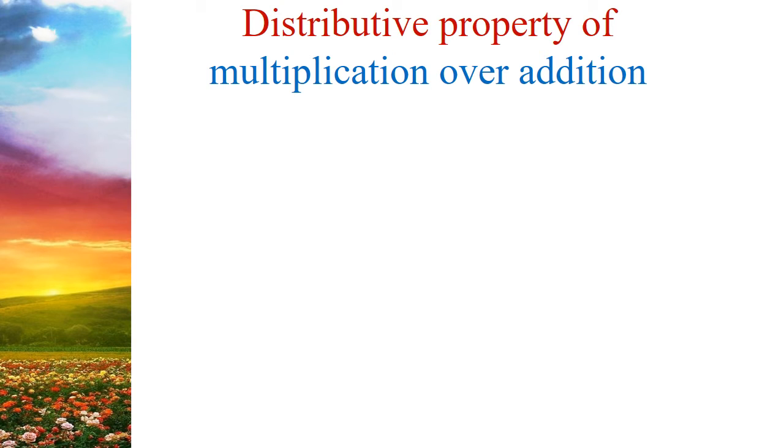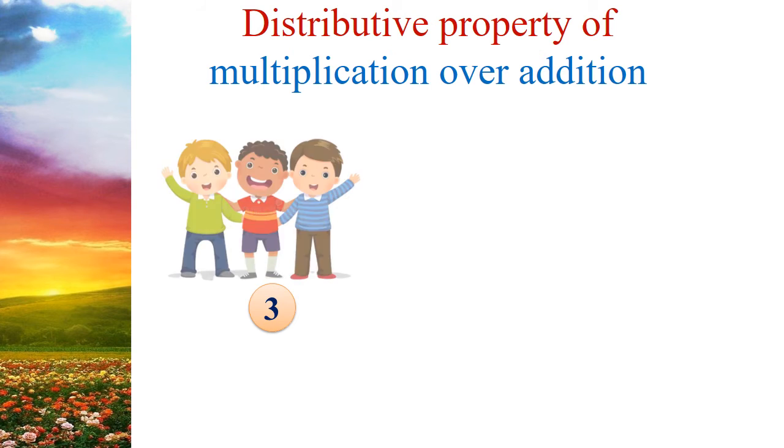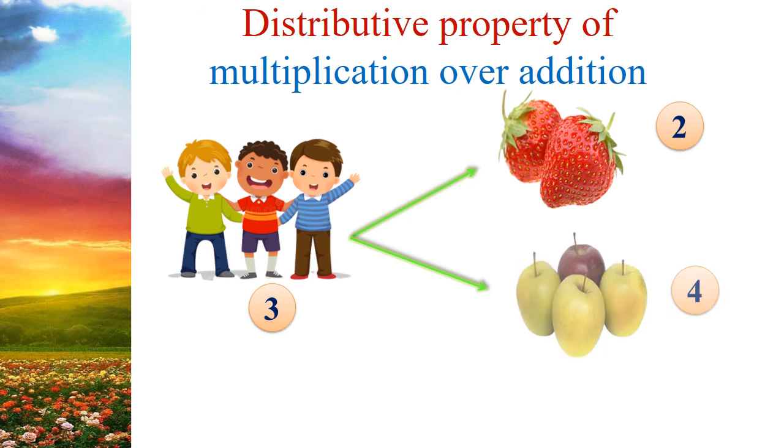Now let us understand the distributive property of multiplication over addition with one example. See children, here three friends are there. Each has 2 strawberries and 4 apples. Now we should find the total number of fruits of the 3 friends.